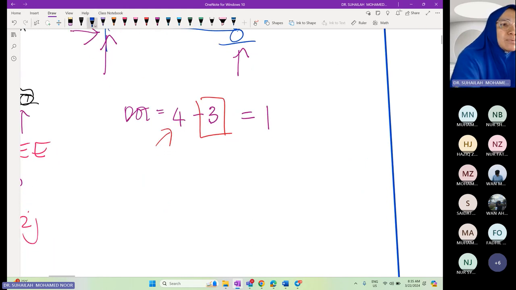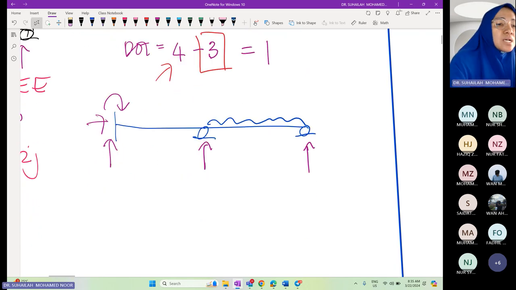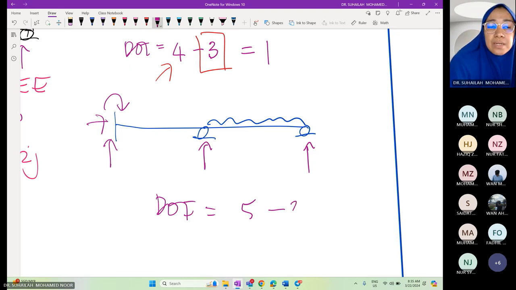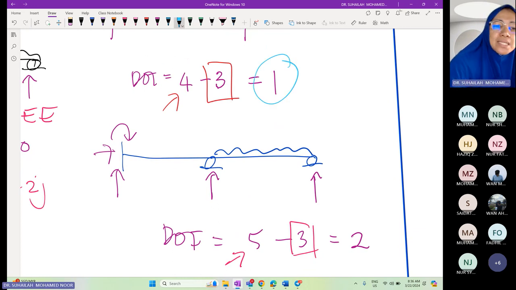1. Okay, what if we have another one with 2 roller supports? How many unknown reactions? 5 unknown reactions, so 5 minus 3 equals 2. What does this mean? There are 5 unknown reactions and only 3 can be solved using equilibrium equations. There are two remaining, the difference between unknown reactions and the three equilibrium equations. So here, one. Here, two.